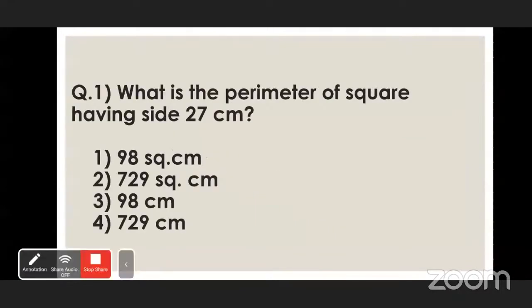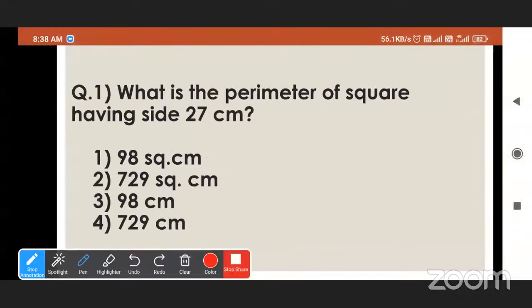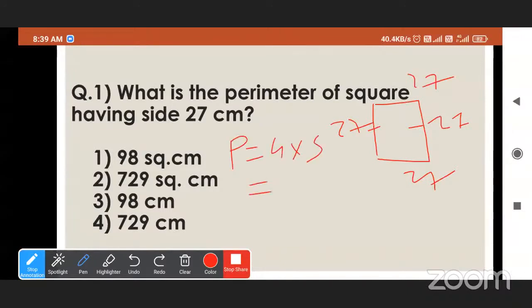Okay, now some problems for you. I will read the question and you have to give me the answer. What is the perimeter of square having side 27 centimeter? Here the side of square is given. So find out the perimeter of the square. In square, all sides are equal, means the length of all side is 27 only. So what is its perimeter? Yes, tell me the answer.